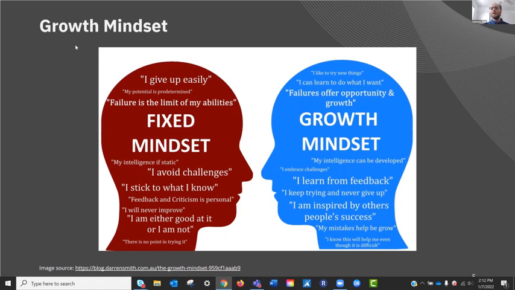Before we move on to metacognition, does anyone in our fantastic Zoom room have any additional thoughts about growth mindset, or anything to add?